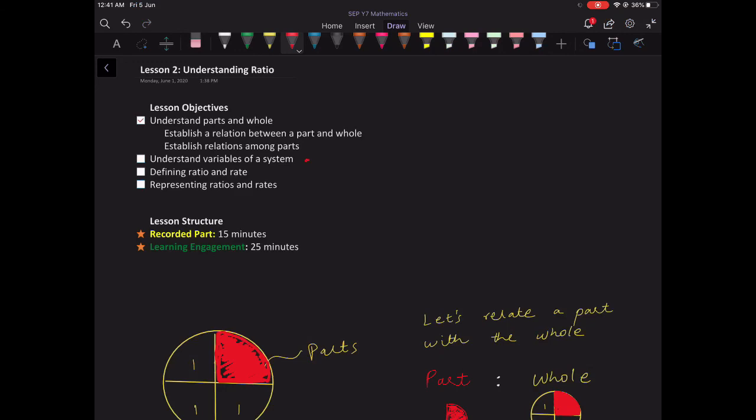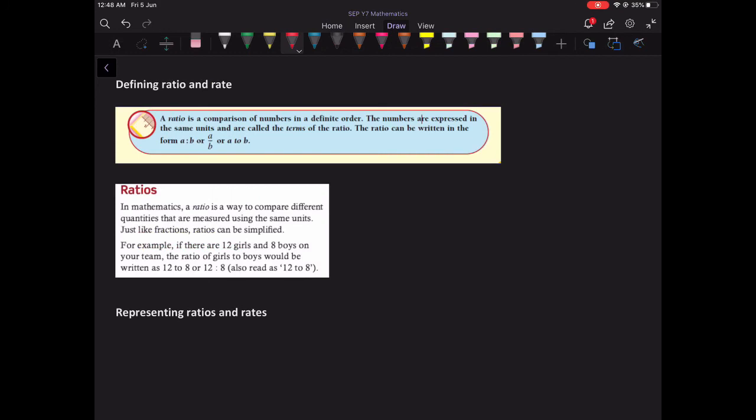We have achieved the second objective of our lesson. Let's move on to the next one. A ratio is a comparison of numbers in definite order. They are expressed in the same units and are called terms of the ratio. A ratio can be represented in the forms of A ratio B, A by B, and A to B.